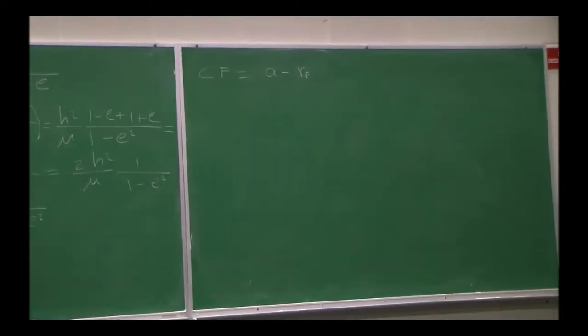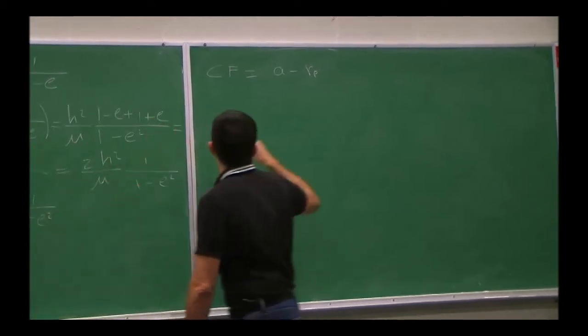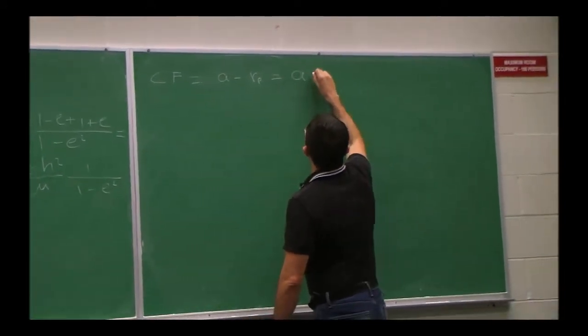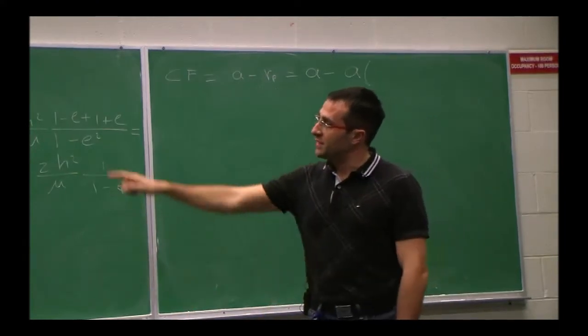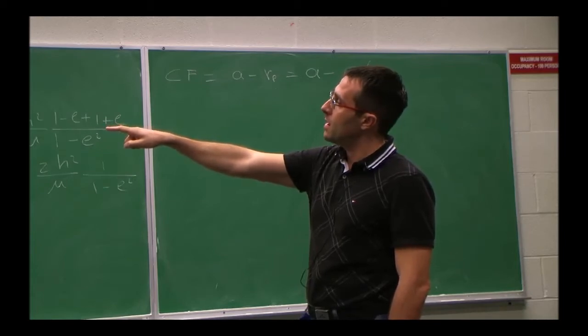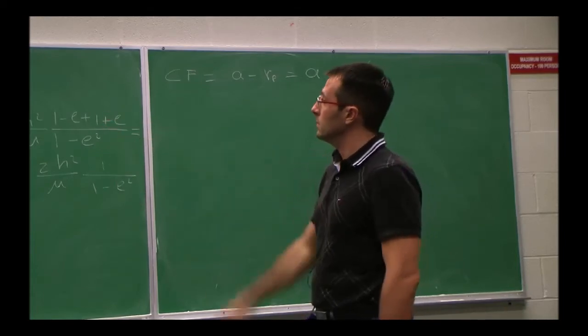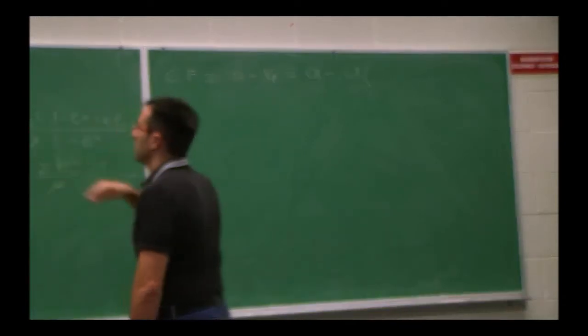RP is here. I can rewrite RP the following way. It should be A that multiplies what? If I take A and I multiply it by 1, what? Oh, yes, minus E, I get RP, right?